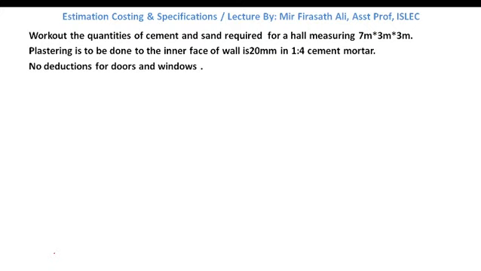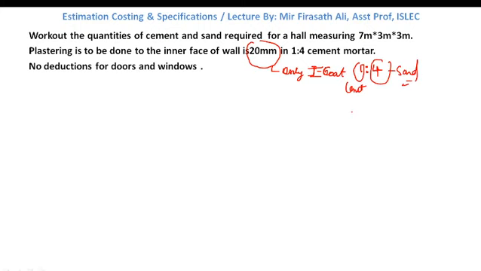No deductions for doors and windows need to be made. As he is saying only 20 mm, so only the first coat, no second coat. He is not talking about a second coat, and that too in 1:4 cement mortar. So, 1 is cement and 4 is sand. 1:4, 1 is cement and 4 is sand.